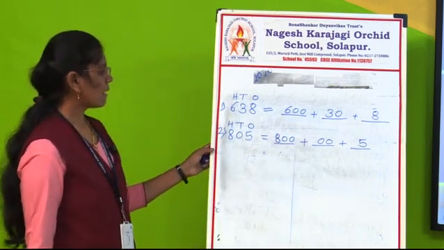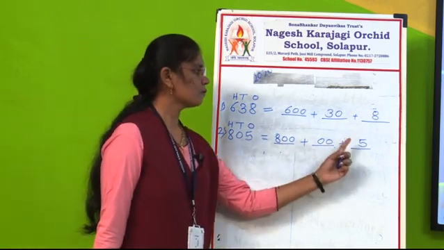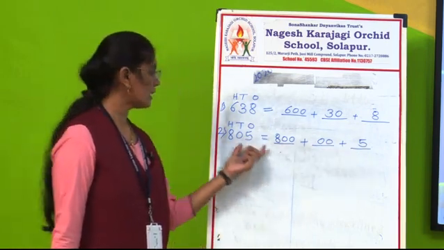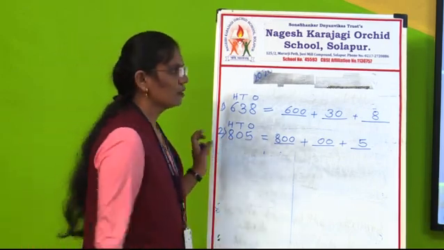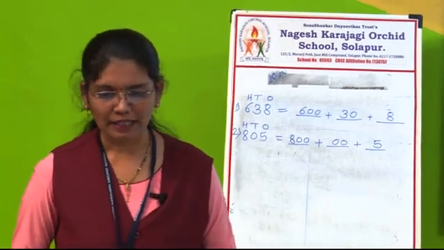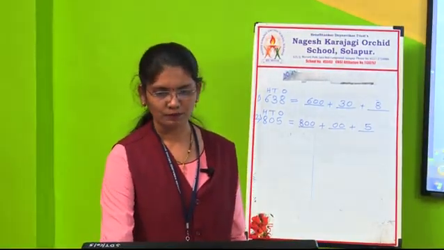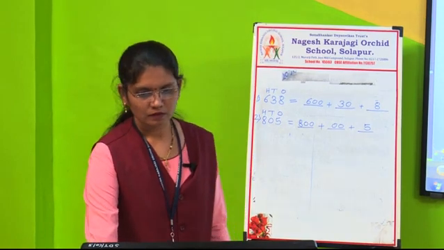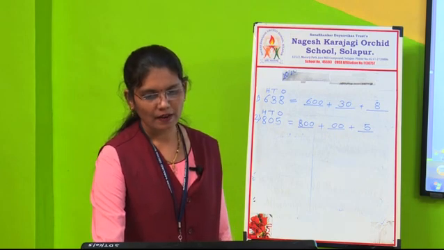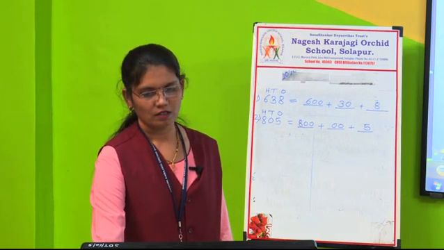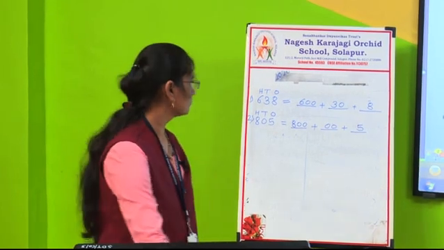So what will be the expanded form of 805? 800 plus 0 plus 5. This will be the expanded form of the 805. Understood? Now the remaining two sums you have to solve in your notebook. Now let us move to the next question. Question number F. Fill in the symbol that is greater than, smaller than and equal to.